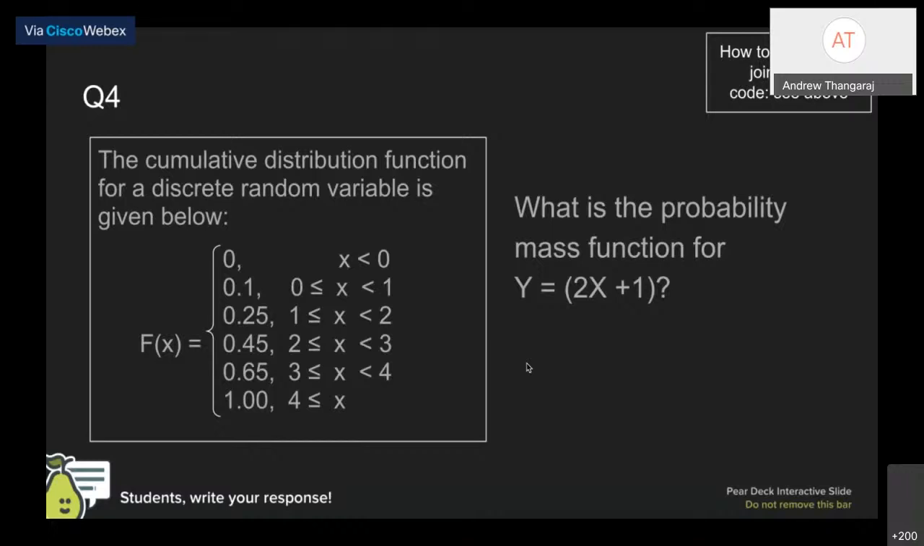The question asks you to find the probability mass function for y, which is 2x plus 1. Okay, so you need to know what the definition of the cumulative distribution function is. I would suggest that you sketch it. It's a simple sketch. Go ahead and sketch it. Then connect the random variable's values to the cumulative distribution function.